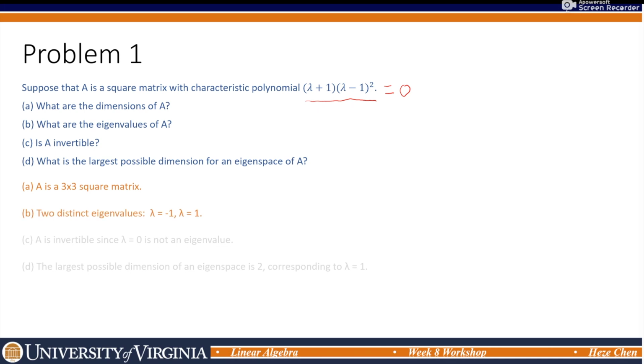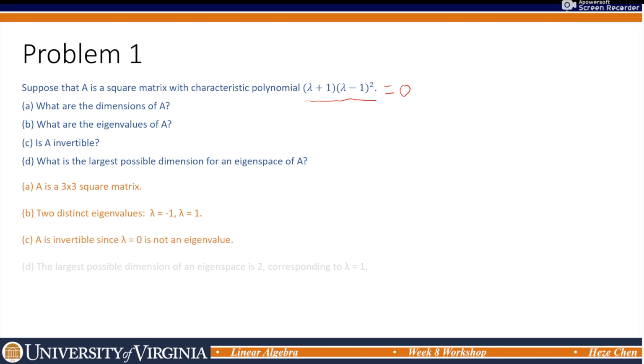C. Is A invertible? According to the big theorem, A should be invertible if there's no eigenvalue that is equal to 0. So in this case, A is an invertible matrix because we just have 2 lambdas which are not equal to zero.